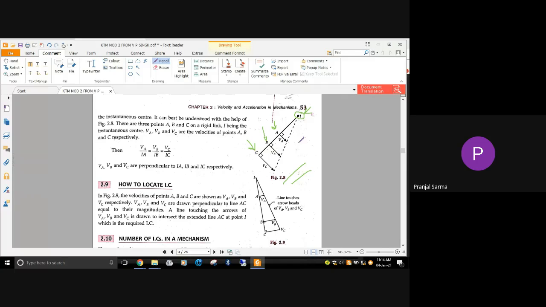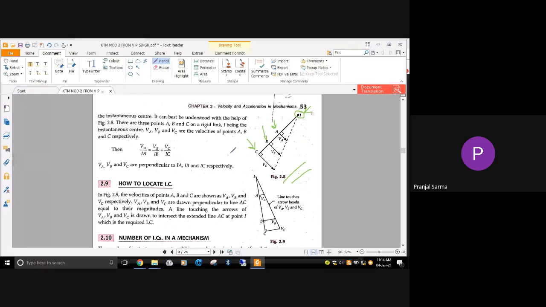Okay, we have the different points. Suppose we want to know the velocity of points A, B, and C. In that particular case, we look at the velocity of A, velocity of B, and velocity of C. Which point is farthest from the instantaneous center? Definitely C. A is at the shortest distance and C is the farthest. Similarly, B is at an intermediate distance.